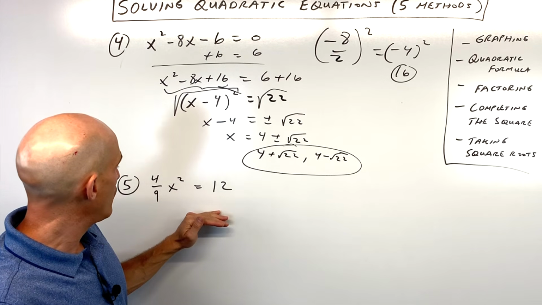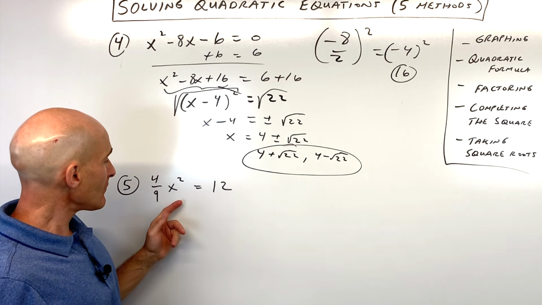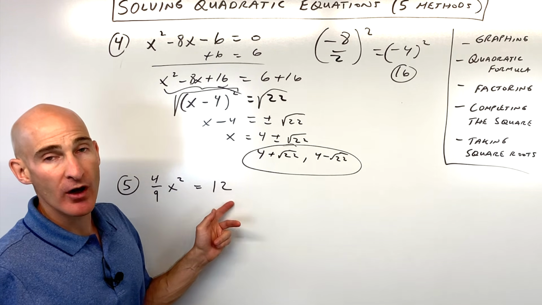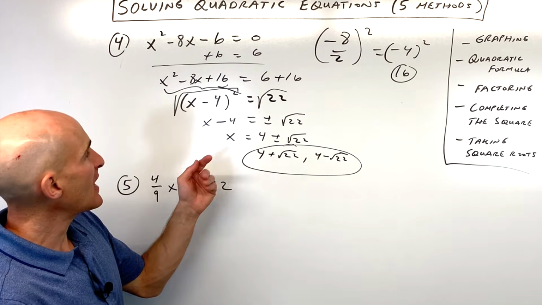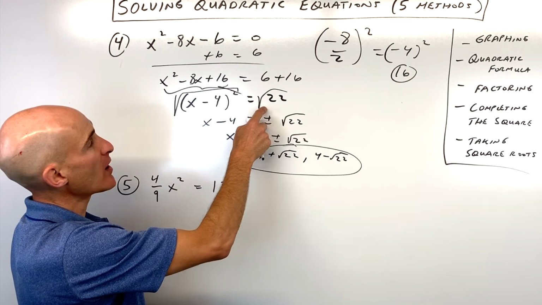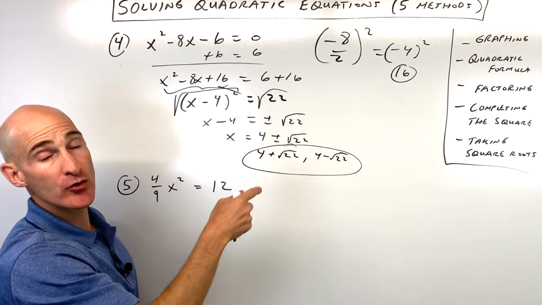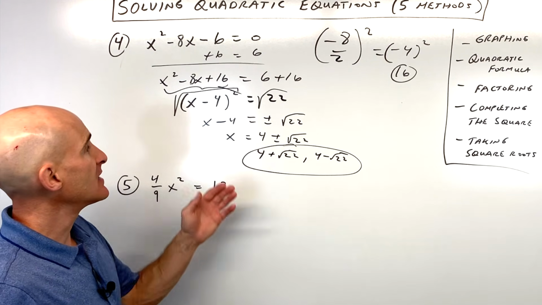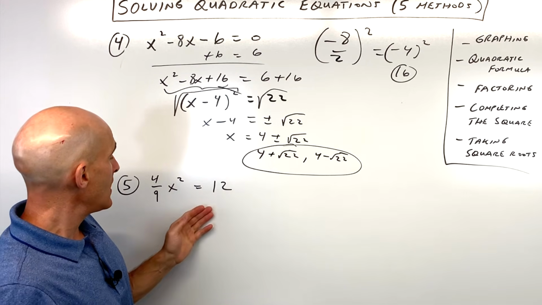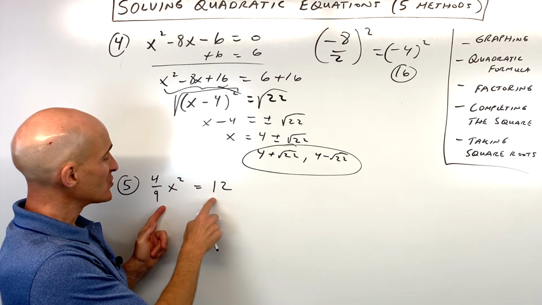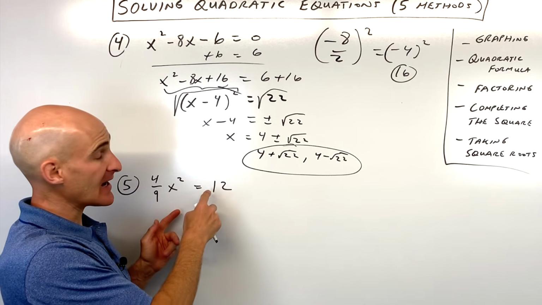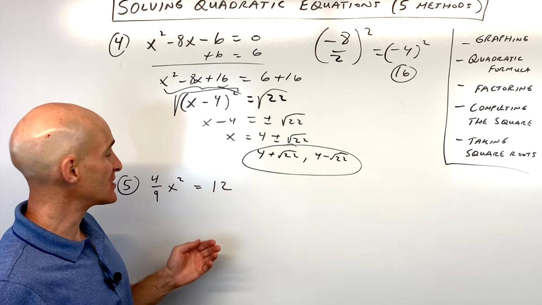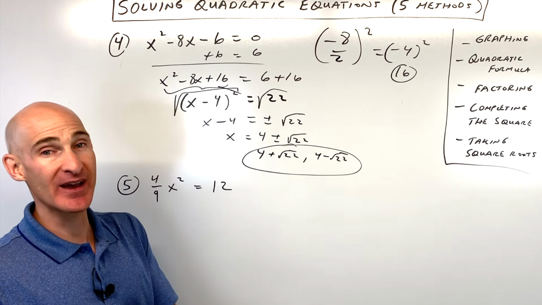The last example, number 5, 4/9 x squared equals 12. We're going to use the taking square roots method. And just like when we got down to this point here with completing the square, we had a perfect square and we took the square root. That's a good instance when you'd want to use the square root method. But also what you can recognize is when you have just an x squared, but not an x to the first. So you just have a squared term, but not a linear term.